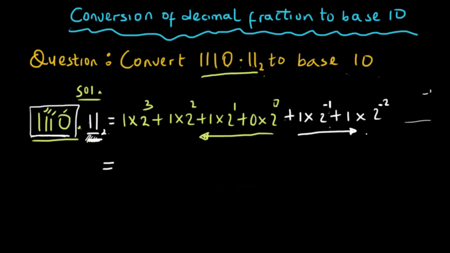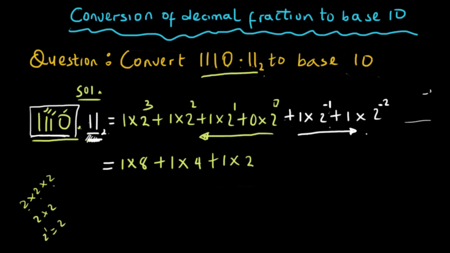So this would be 1 times 2 raised to power 3, which is 2 times 2 times 2. 2 times 2 is 4. 4 times 2 is 8. Plus 1 times 2 raised to power 2, which is 2 times 2, which is 4. Plus 1 times 2 raised to power 1, so we have 2. Plus 0 times 2 raised to power 0, which is 1, because anything raised to power 0 is 1. Do you understand? So we have plus 1 times 2 raised to power minus 1. This is integer.